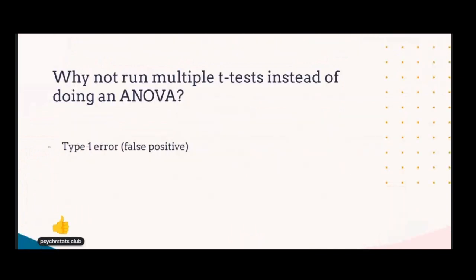Okay, moving on. Okay, very interesting. Does anybody want to answer this question? Why do we not run multiple t-tests instead of just doing an ANOVA? If the only difference between an ANOVA and a t-test is that an ANOVA is used for 3 groups or more, and t-tests are for 2 groups, why can't we just do 2 or more t-tests? There's a clue also.